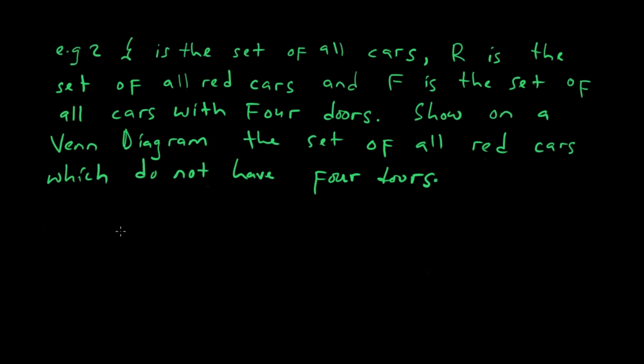Show on a Venn diagram the set of all red cars which do not have 4 doors. So before we go anywhere, notice that in this question there is nothing said about a complement; the wording does not mention complements. So that is mathematics for you. Sometimes the question is actually found in between the lines.